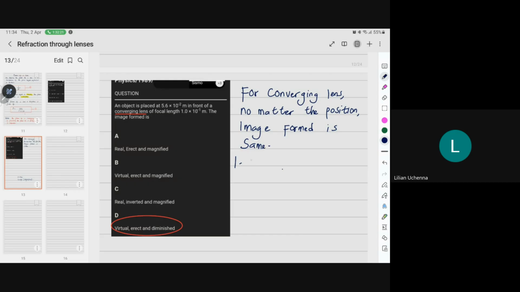And one is going to be what? Virtual. Two is going to be upright. That's erect. Then finally, it's going to be what? Diminished. All right, so that's it for that question. Did you send more questions, Confidence? Are there more questions to be tackled?